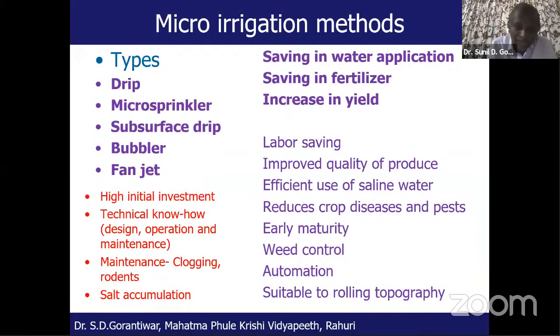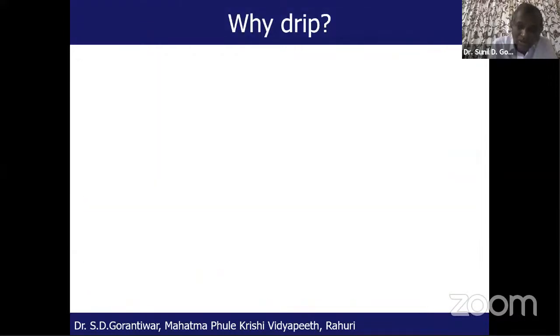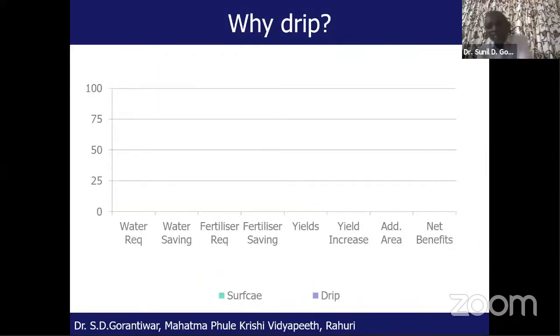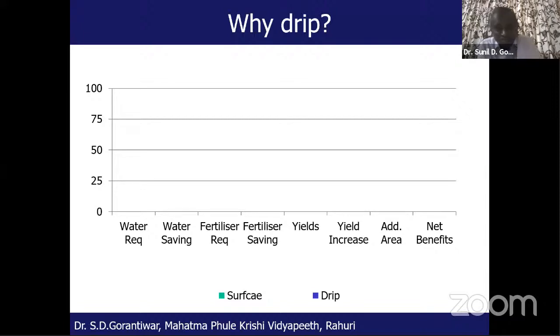Then let us shift to micro irrigation. In the case of micro irrigation, as we say, there are 5 types: drip irrigation, micro sprinkler, subsurface drip, bubbler, and fan jet, out of which the drip irrigation system is quite popular. Or rather, it is becoming popular, because there are several benefits associated with the drip irrigation system. So why should we have the drip irrigation system?